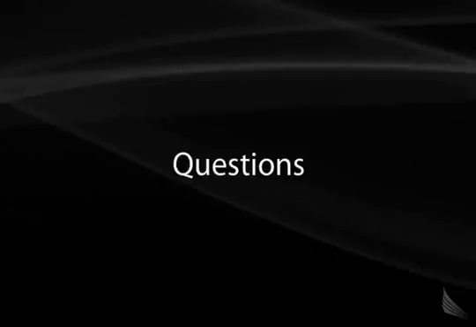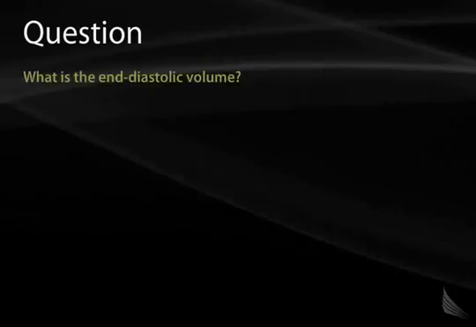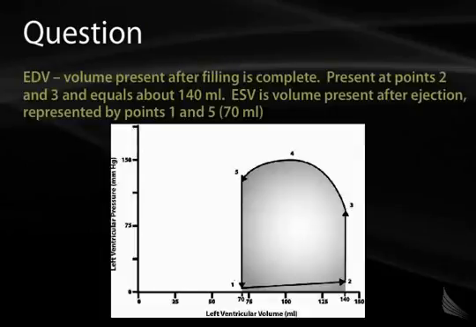Next, we'll do a case study on cardiac mechanics. Use this pressure volume loop to answer the following questions. Number 1. What is the end diastolic volume? The end diastolic volume is the volume that's present after filling.